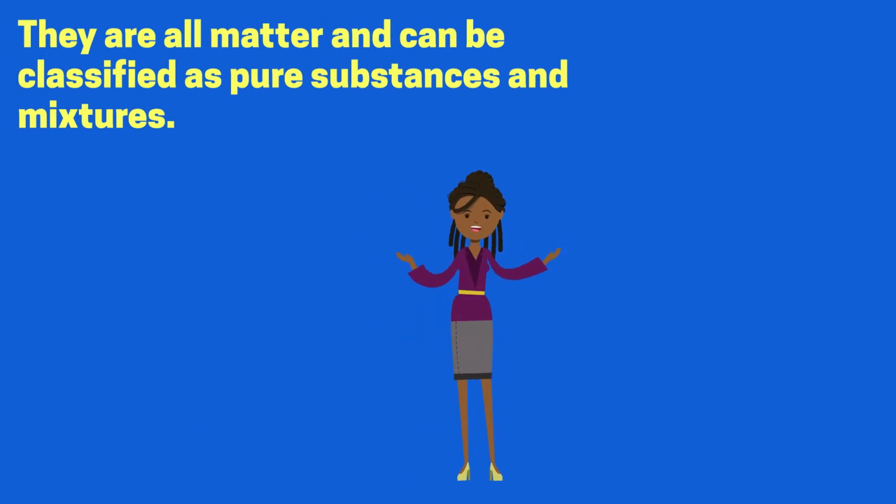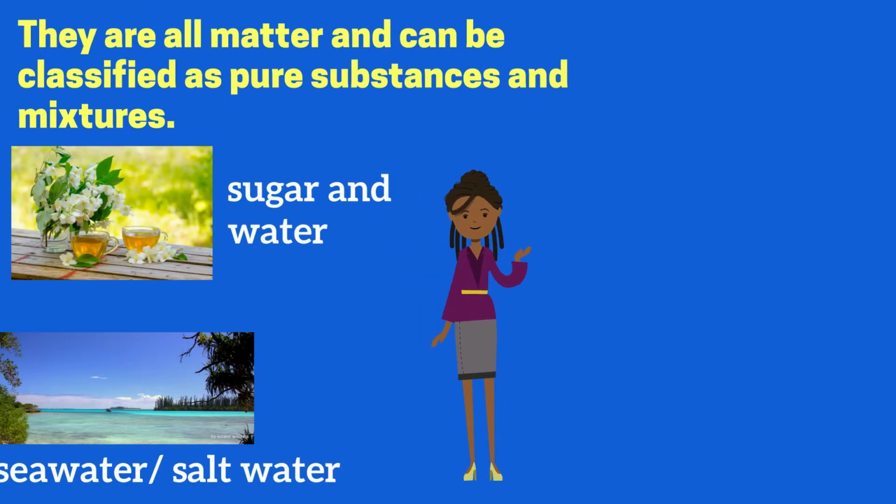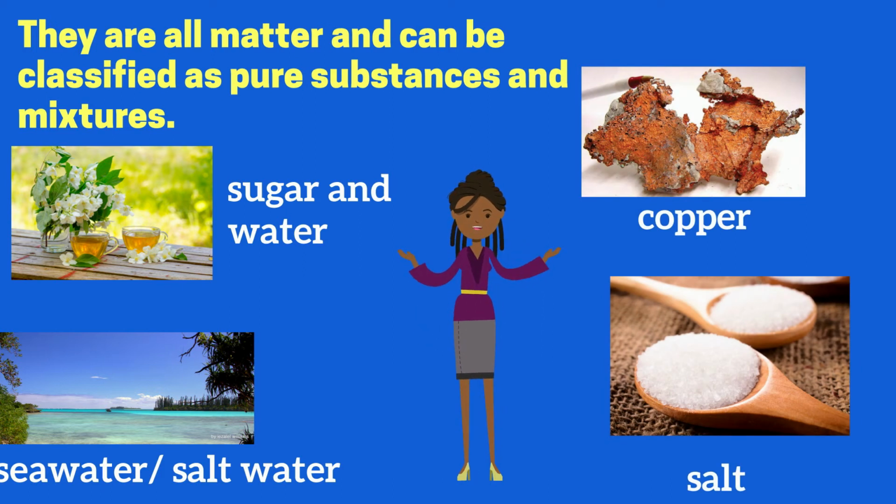They are all matter and can be classified into two groups, pure substances and mixtures. Sugar and water and seawater would be mixtures, while copper and salt would be pure substances.